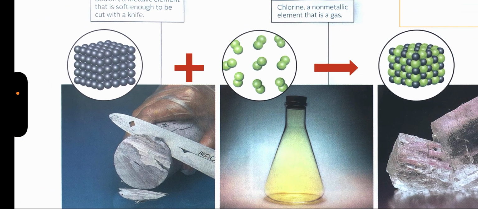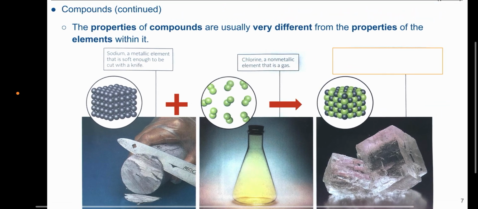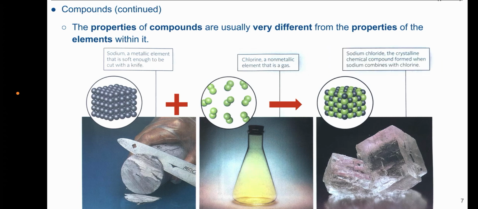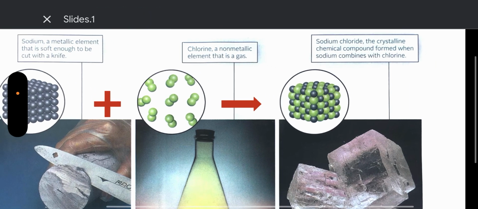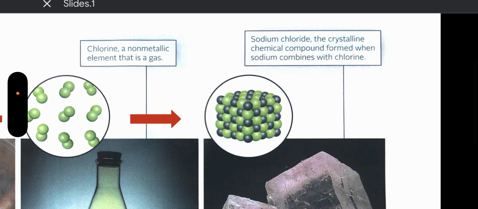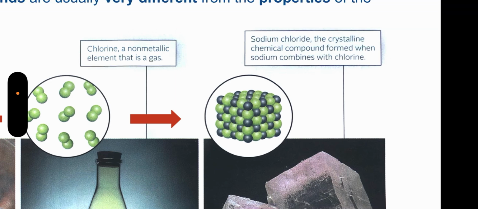And so when you put these two things together, one is harmful with water, or violently reacts with water, and would be very harmful if you were to try to ingest it. The other is a poisonous gas and would definitely hurt you if you had exposure to some of it. But when you put them together, we create what's called sodium chloride. And if you're not familiar with that, that is the name of table salt.